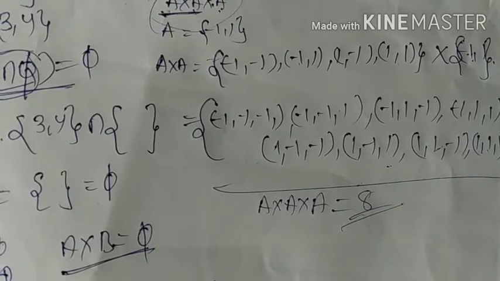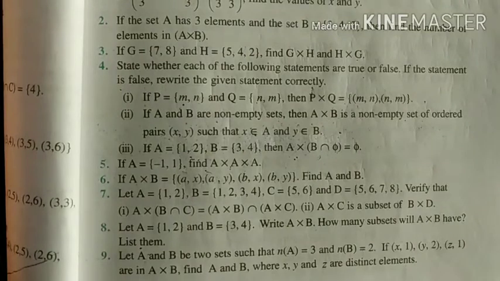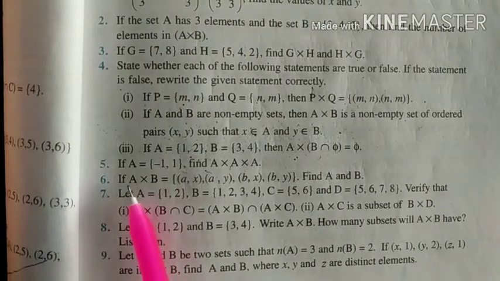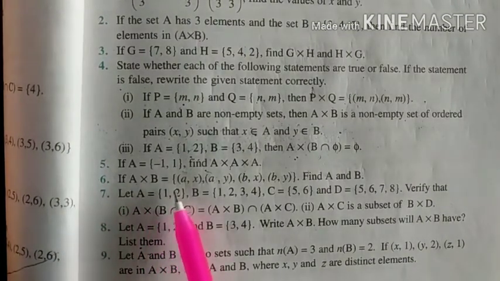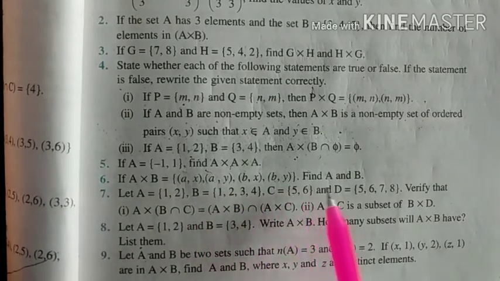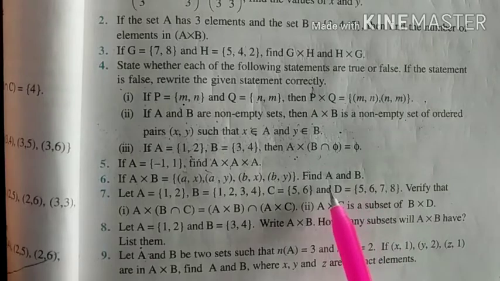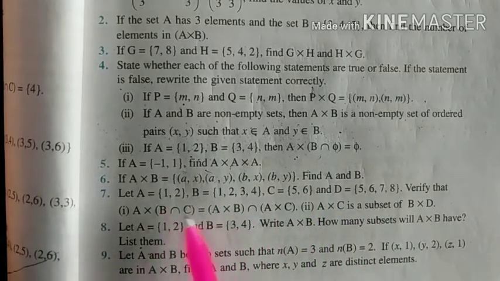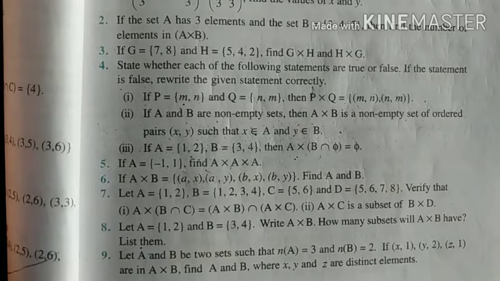Okay, now let's see the 6th problem. If A cross B is equal to the set {(a, x), (a, y), (b, x), (b, y)}, find A and B. This is a very simple problem, because the Cartesian product of A and B is given directly. Just find the number of elements in set A and those elements, and the number of elements in set B and those elements, in the 6th problem.